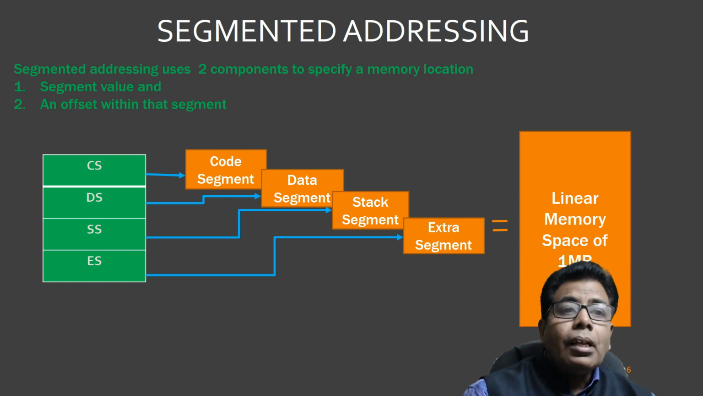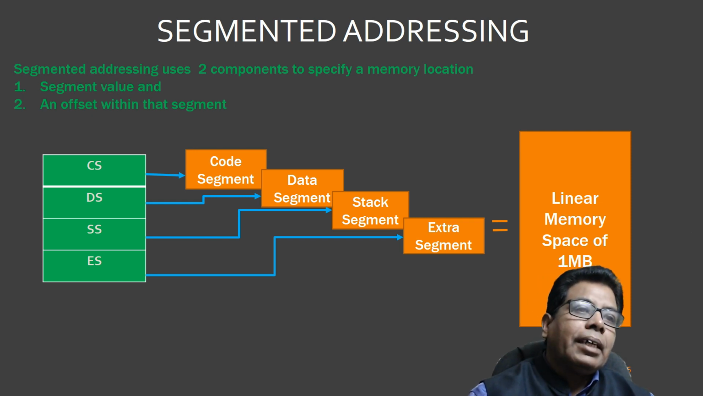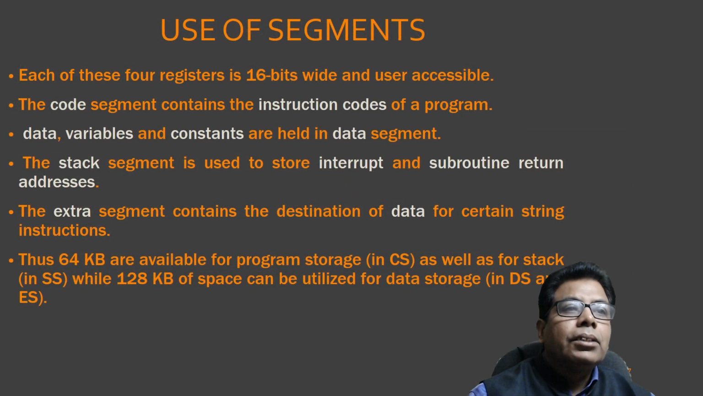So the total space of 1 MB is divided into segments, and at any time only 4 segments will be active, that is code segment, data segment, stack segment and extra segment. So this is the segmentation of memory in 8086. Let us see the use of segments. Now each of these 4 registers are 16-bit wide and they are user accessible. That means user can change the values with the help of program.